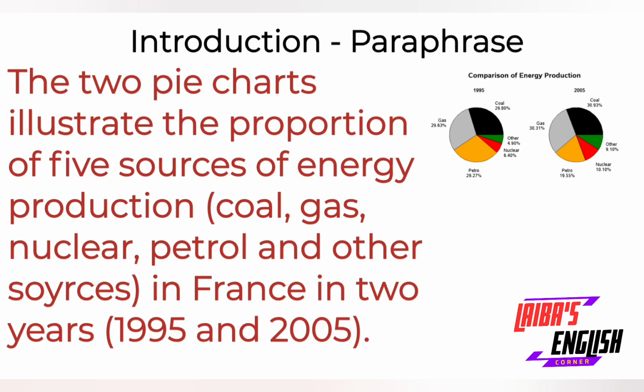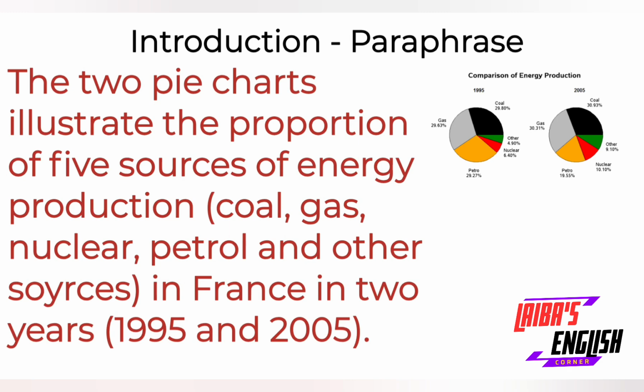So we can paraphrase it like, the two pie charts illustrate the proportion of 5 sources of energy production, coal, gas, nuclear, petrol and other sources in France in 2 years, 1995 and 2005. In this way, we are not repeating anything other than the name pie chart, because pie chart cannot be changed into bar graph or any other graph.